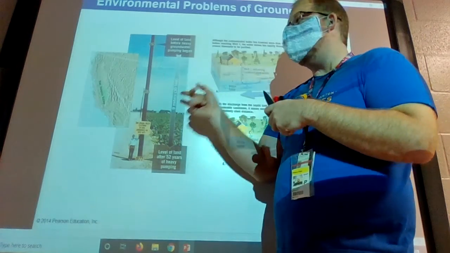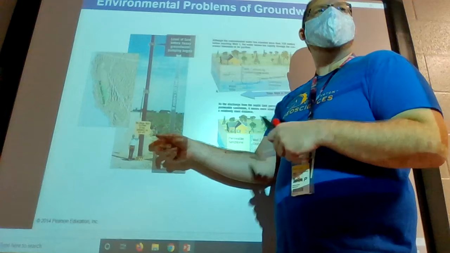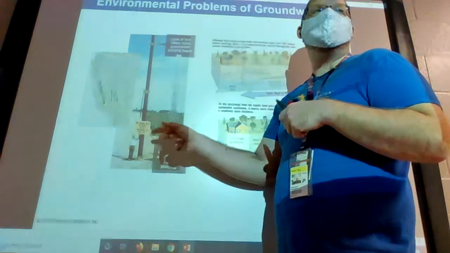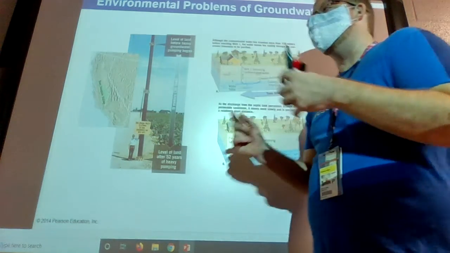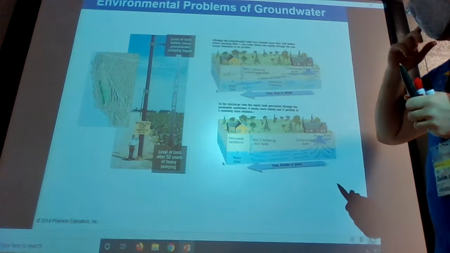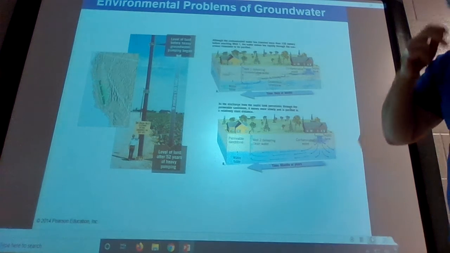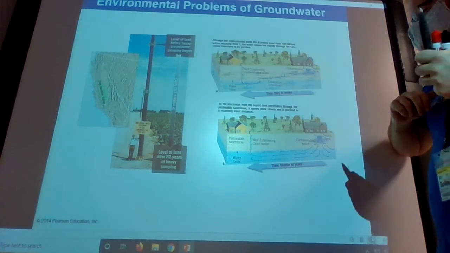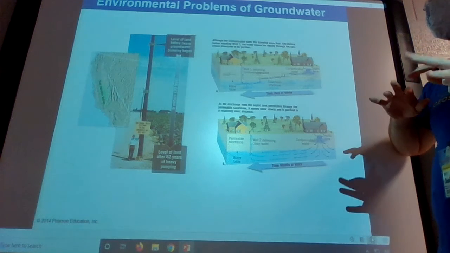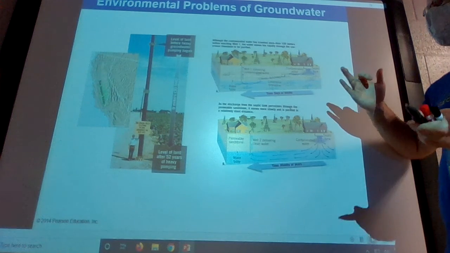When it does rain, I would probably put money on it that this area floods now because it's 30 feet lower than it naturally should be. And so they probably have flooding problems along with that. So subsidence is a big deal. You want to make sure that you're pumping water responsibly.